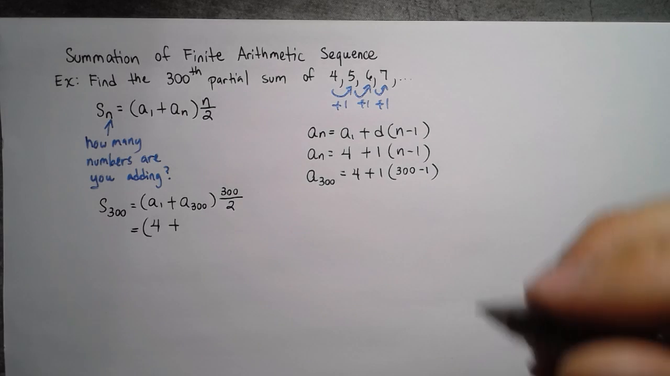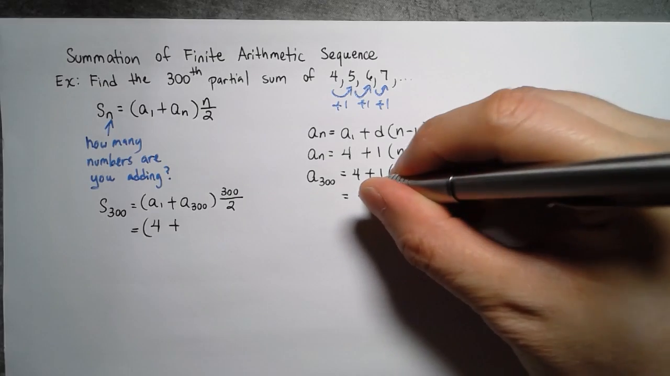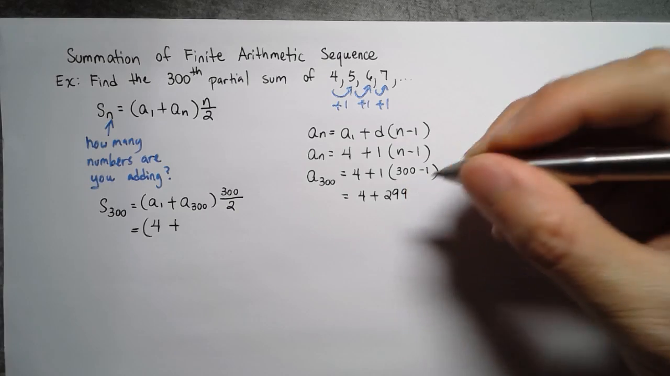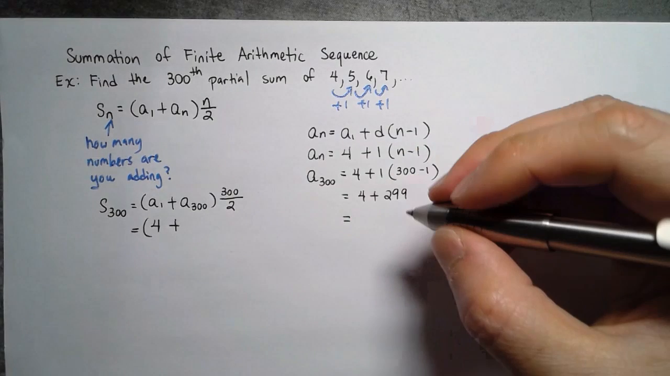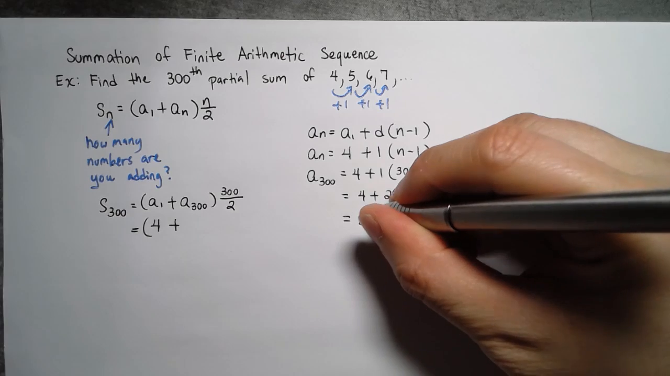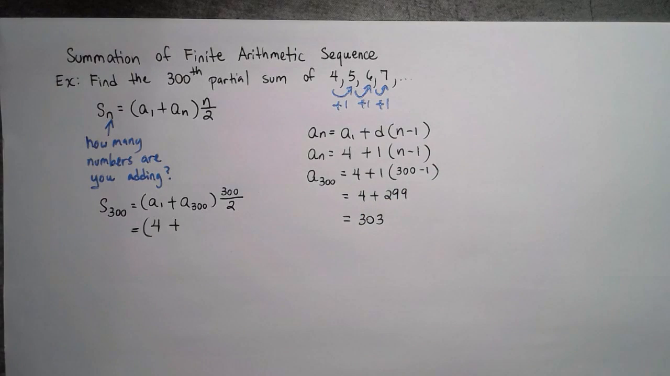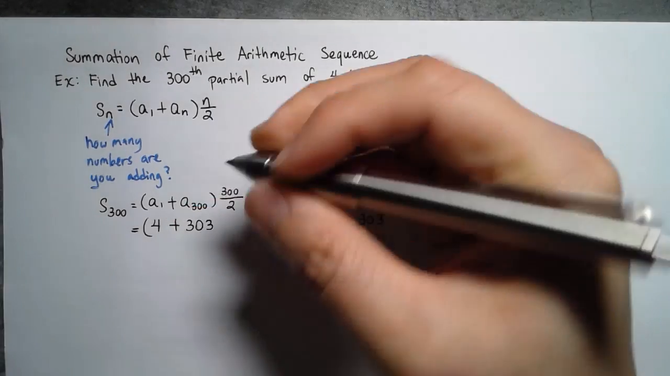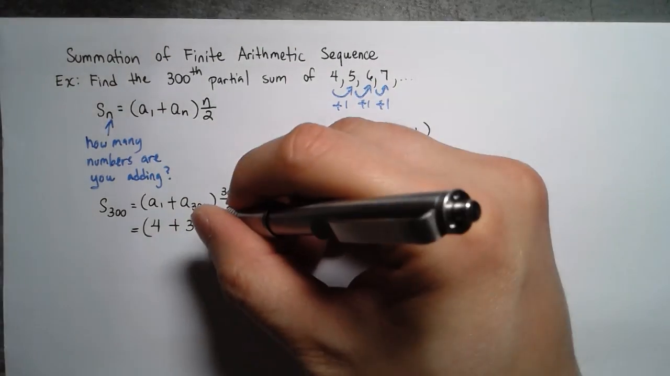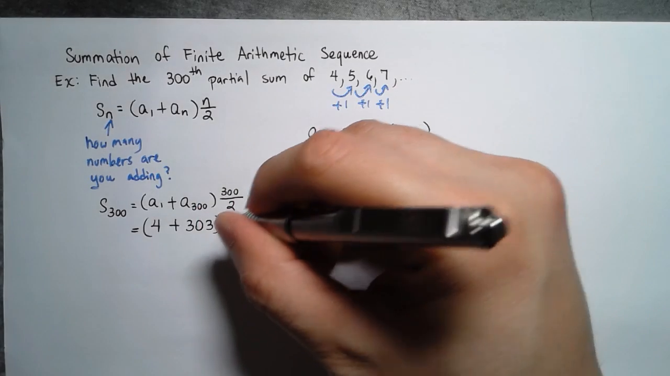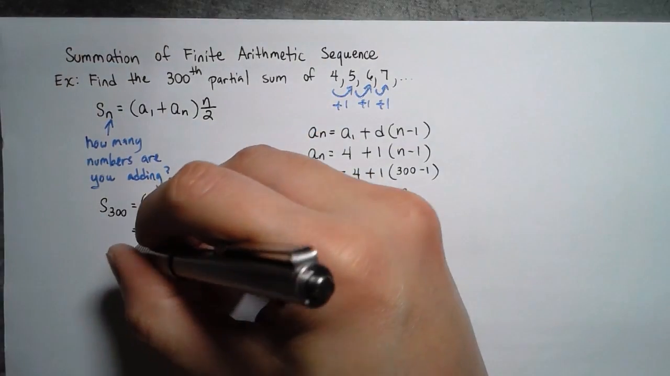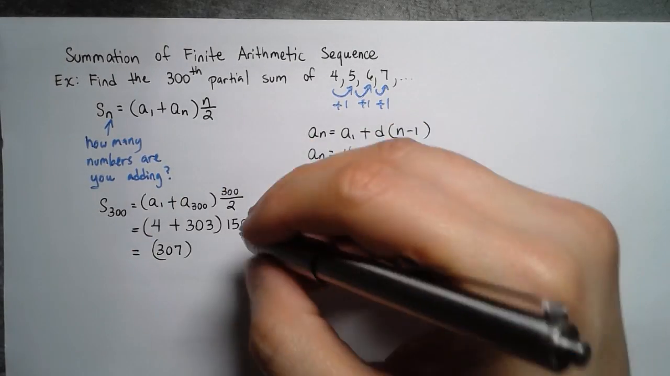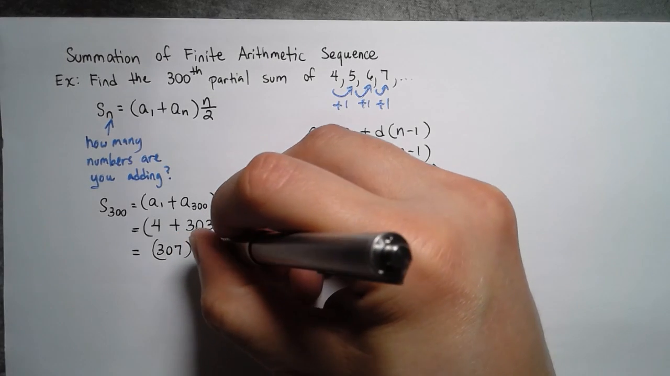So to find the 300th number, I have to do 4 plus, this simplifies to 299 times 1, which is 299, and 4 plus 299 is 303. So I'm going to take the 303 and go ahead and plug it in here to replace the 300th number. 300 divided by 2 is 150. 4 plus 303 is 307, and we have multiplied by 150.